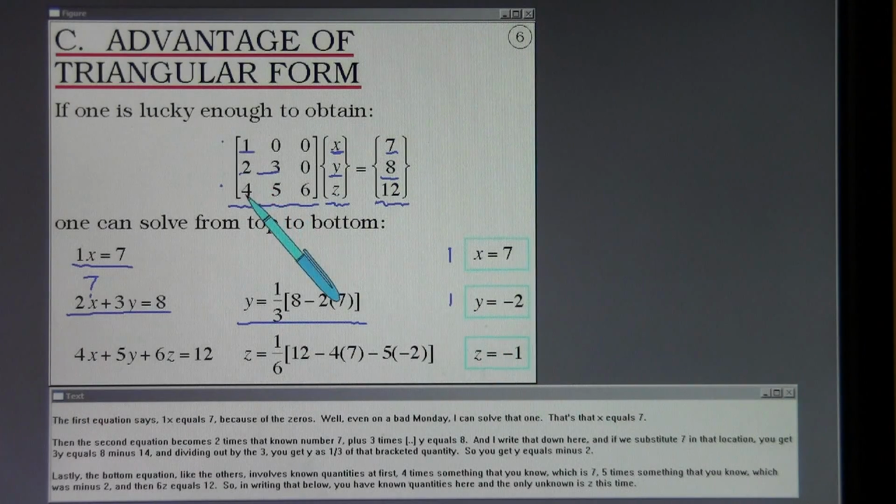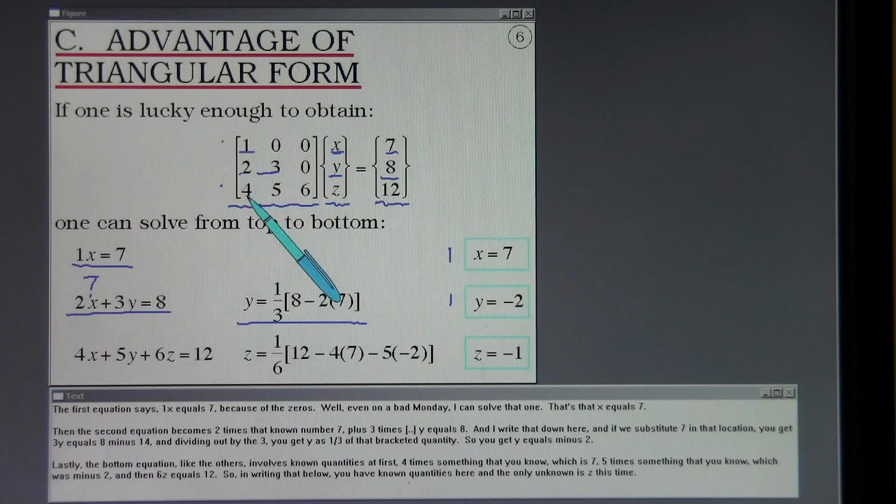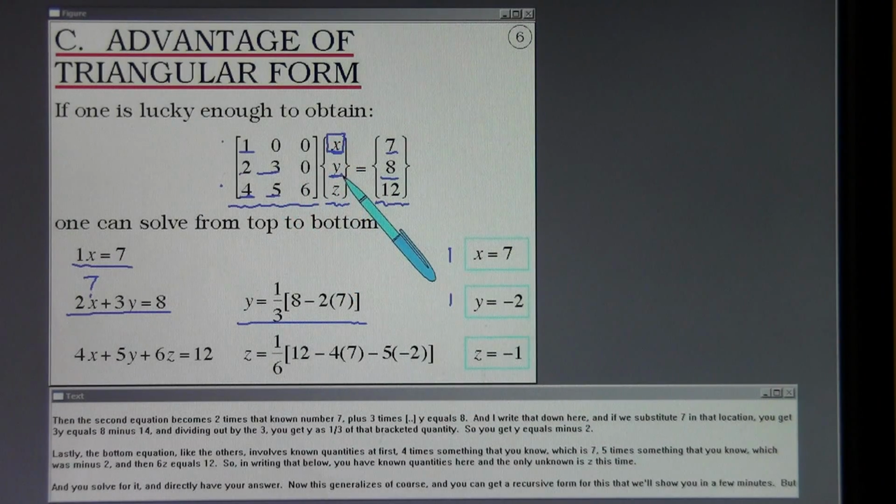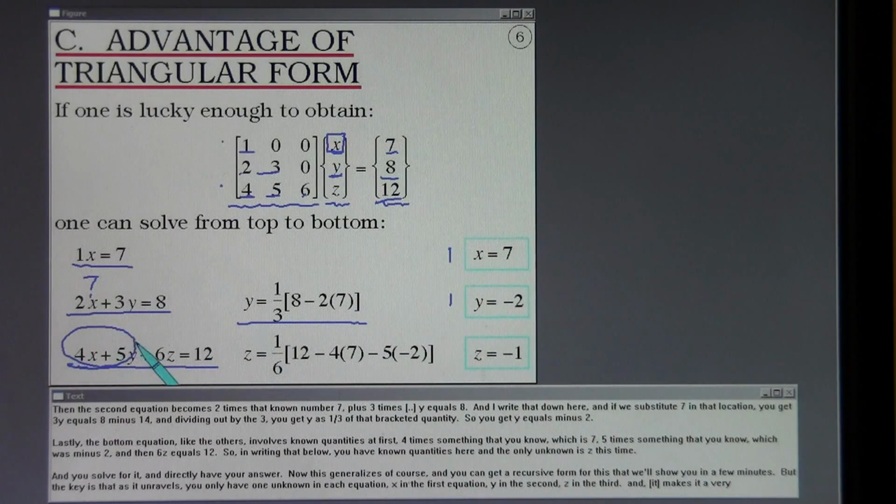Lastly, the bottom equation, like the others, involves known quantities at first. 4 times something that you know, which is 7. 5 times something that you know, which was minus 2. And then 6z equals 12. So in writing that below, you have known quantities here, and the only unknown is z this time. And you solve for it and directly have your answer.